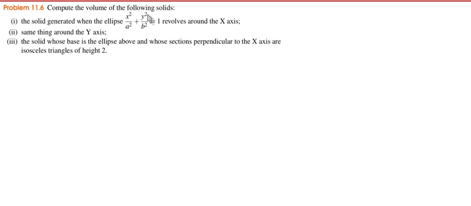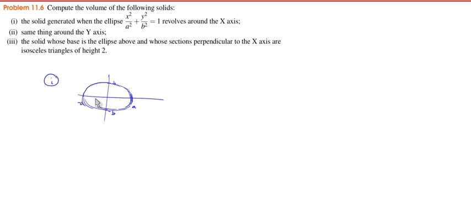11.6 Compute the volume of the following solids. First, the solid generated when the ellipse x squared over a squared plus y squared over b squared equals 1, which is this. So this is b and minus b, and this is a and minus a, and this is the ellipse, right? Now if it rotates around the x-axis, we get this ellipsoid, right?